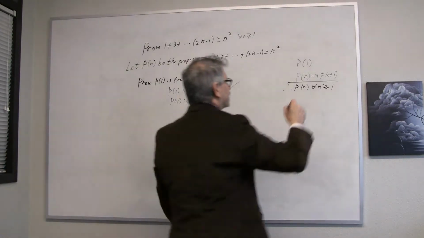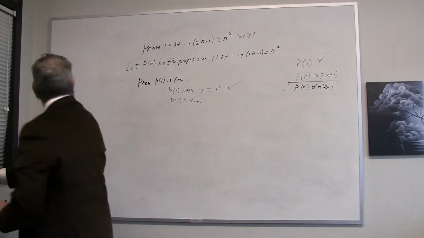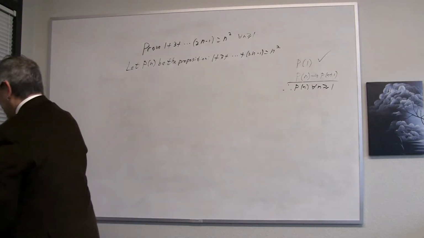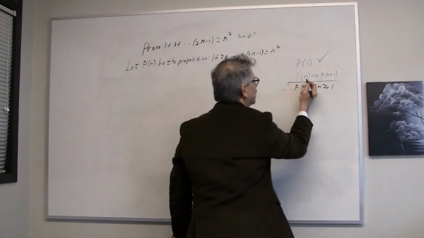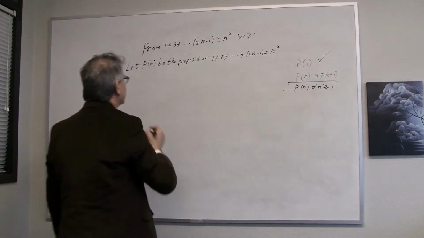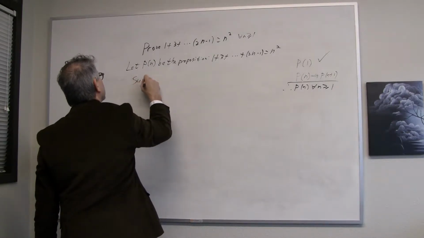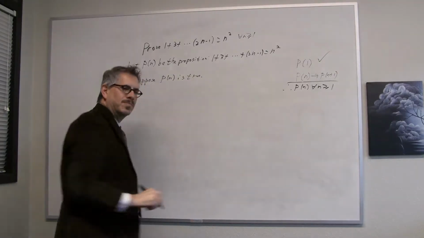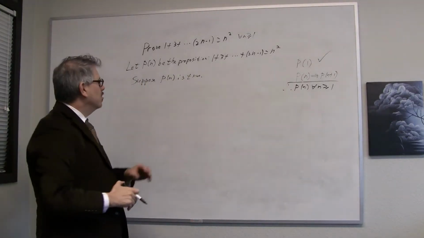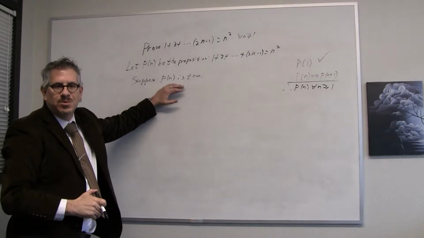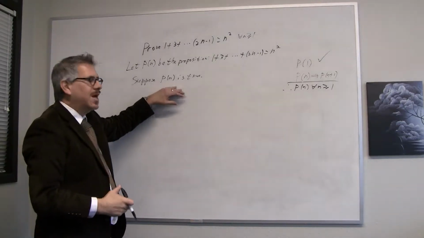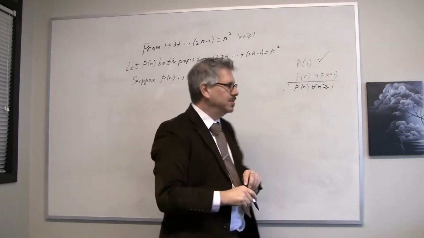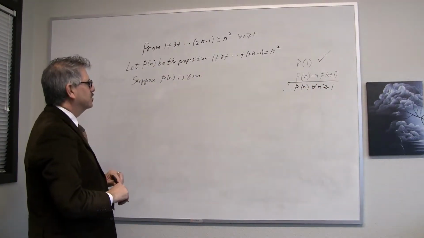Alright, that takes care of this step. We've shown that this is the case. I'm going to get rid of that. We need to show that given P of n, we can get P of n plus 1. So suppose P of n is true. That's the beginning of our proof. We're not saying this is true. We're saying suppose this is true, and we're going to show, therefore, P of n plus 1 is true. So we're supposing that this is true.